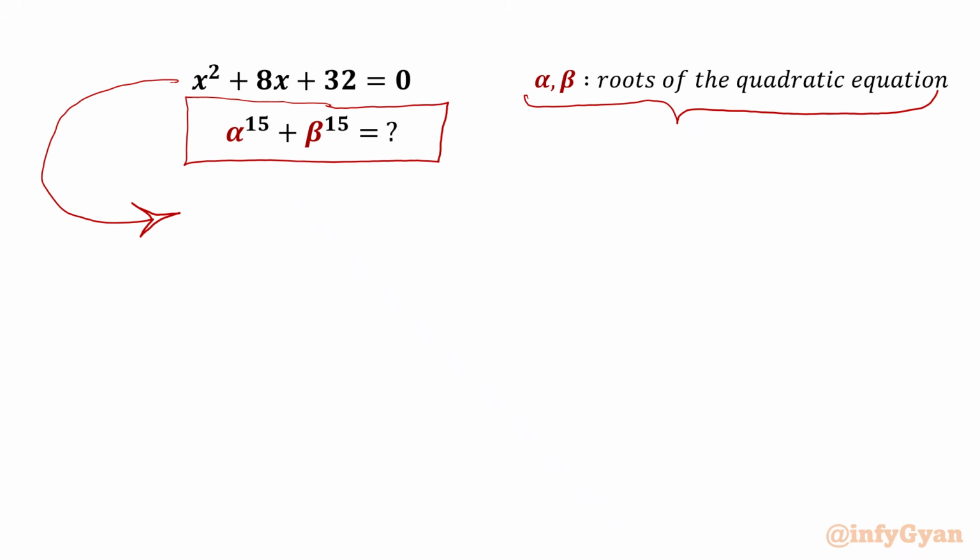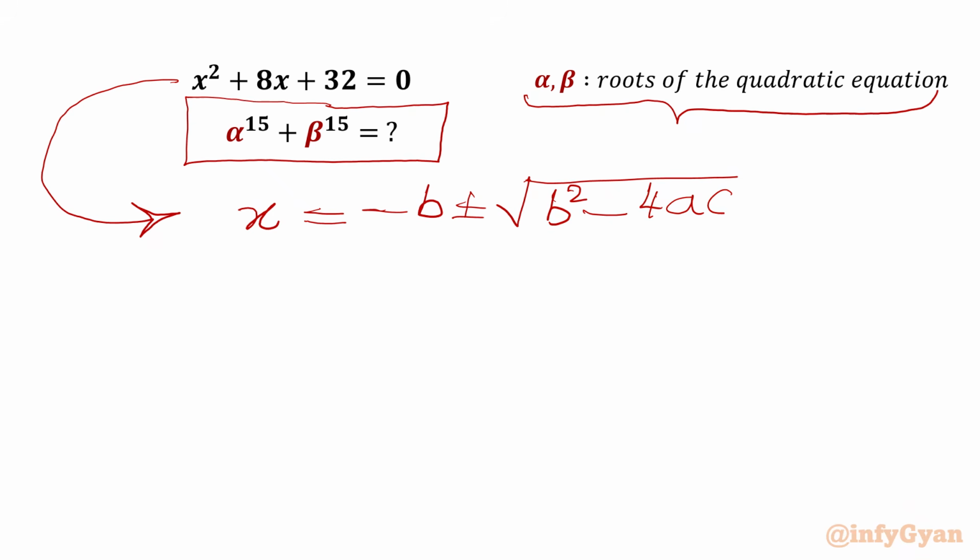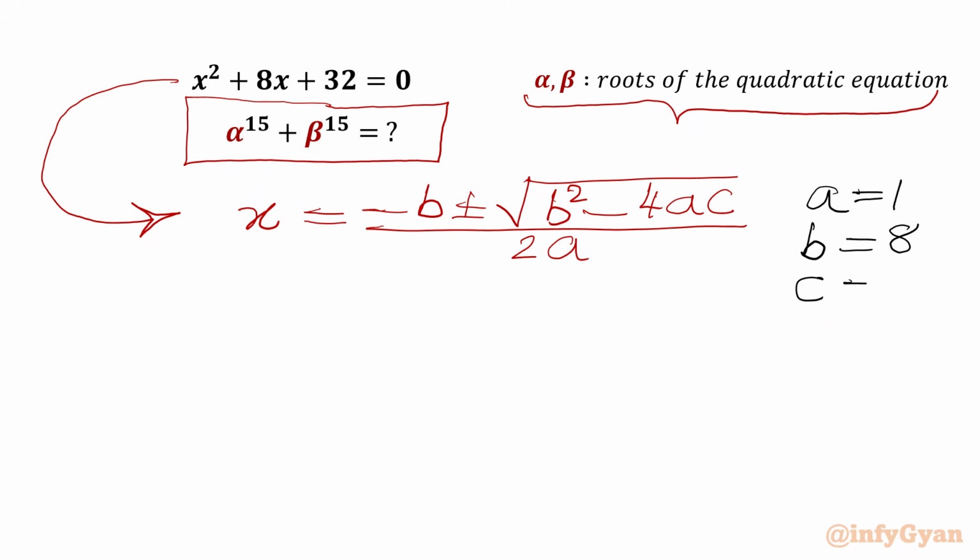So for this I will use the quadratic formula. x will be equal to minus b plus minus square root of b square minus 4ac over 2 times a. As per our quadratic equation, we can write the value of a, b and c. a is the coefficient of x square, so 1. b is the coefficient of x, so 8. c is the constant, so 32.